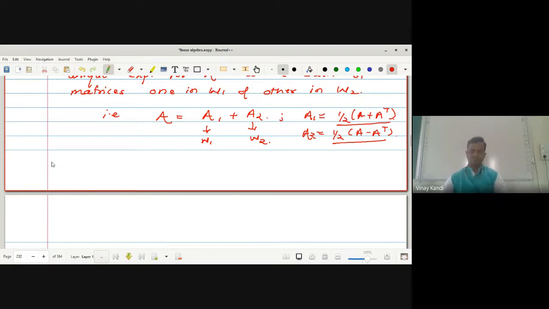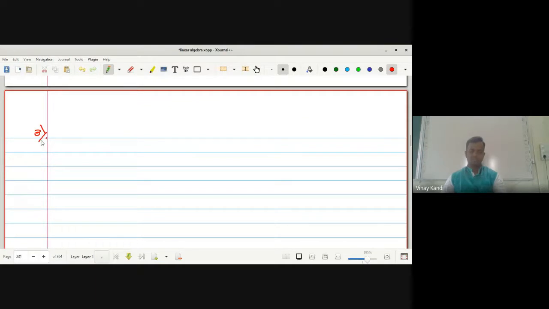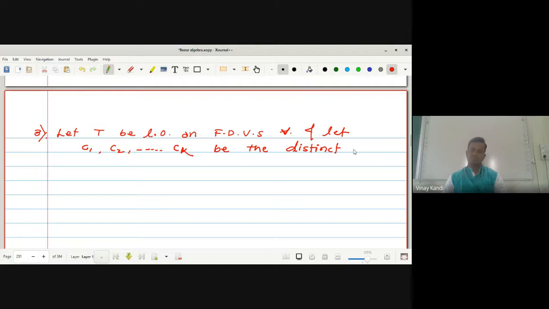Now the third example of direct sum. Let T be a linear operator on a finite dimensional vector space V, and let C1, C2, up to Ck be the distinct characteristic values of T. Distinct characteristic values of T means the characteristic values of the matrix of T with respect to beta.